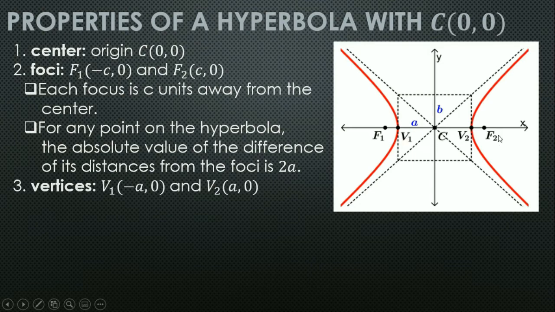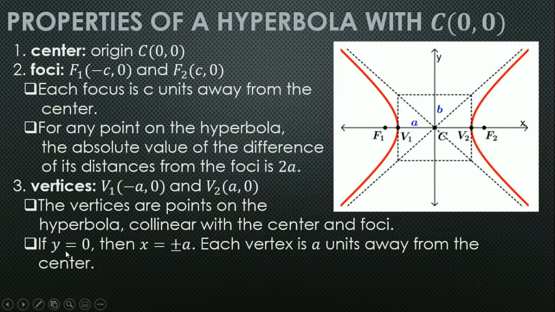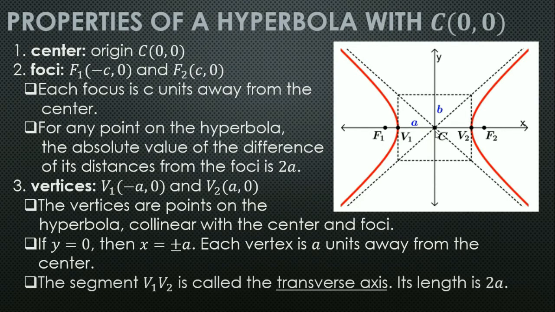Vertices, yung part na to, V sub 1 and V sub 2. The vertices are points on the hyperbola collinear with the center and foci. Kapag sinabing collinear, lying at the same line. Okay? They lie at the same line, as you can see. Iisa yung line ni foci, vertices, at ni center. If y is equal to 0, then x is positive or negative a. Each vertex is a units away from the center, so take note of that. Laging a yung distance between any vertex to the center. A, laging positive since distance, we are measuring the distance.